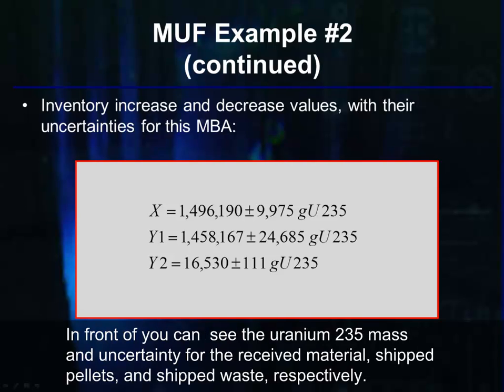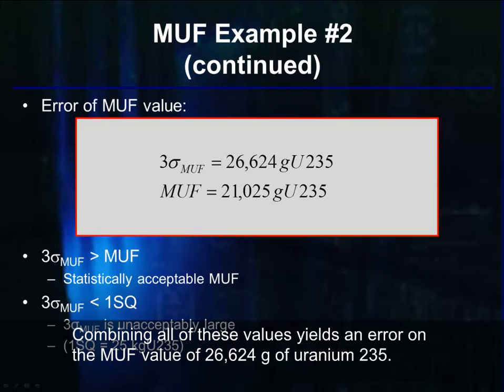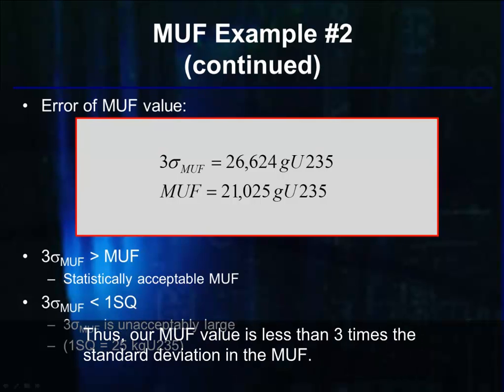In front of you, you can see the uranium-235 mass and uncertainty for the received material, shipped pellets, and shipped waste, respectively. Combining all of these values yields an uncertainty on the MUF value of 26,624 grams of uranium-235. Thus, our MUF value is less than 3 times the standard deviation of the uncertainty.